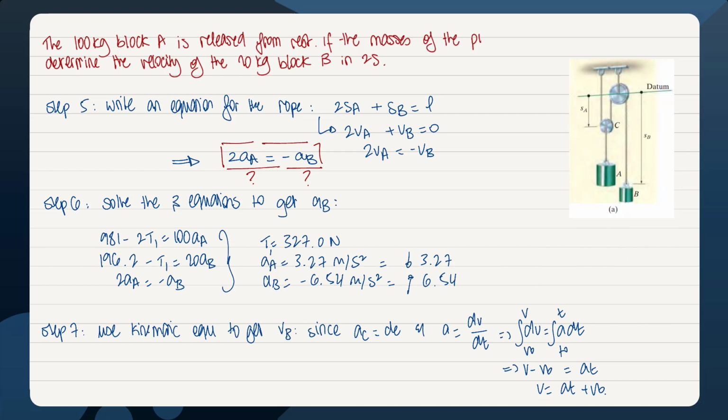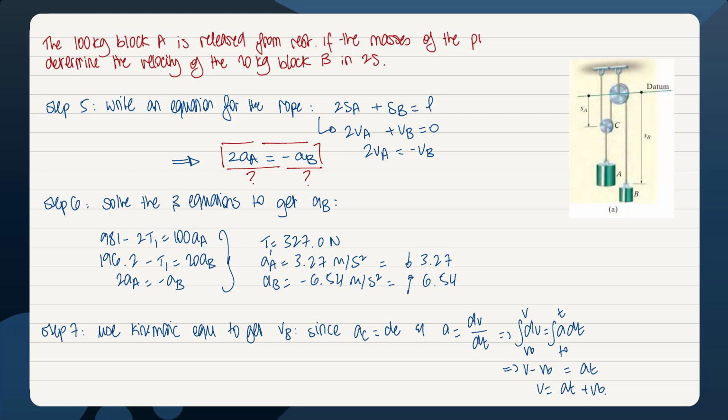So now that we have the acceleration components, in step 7, we can use the kinematic equations to get VB. Remember, we've seen here from the equation of motion that A is a constant. And since A is a constant and we know that A is equal to dV over dt, we can simply apply the integration and get an expression for V as a function of time. So performing integral of dV is equal to integral of A dt, we get V minus V0 is equal to AT, and V is equal to AT plus V0. We've done that a couple of times now, so I will not dwell on that.